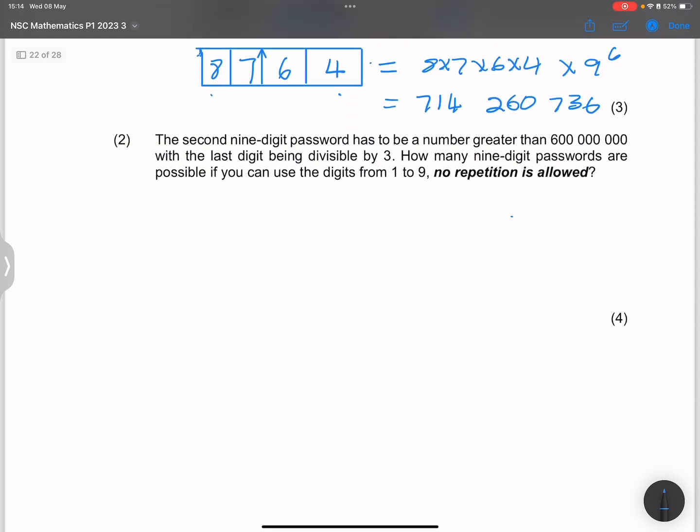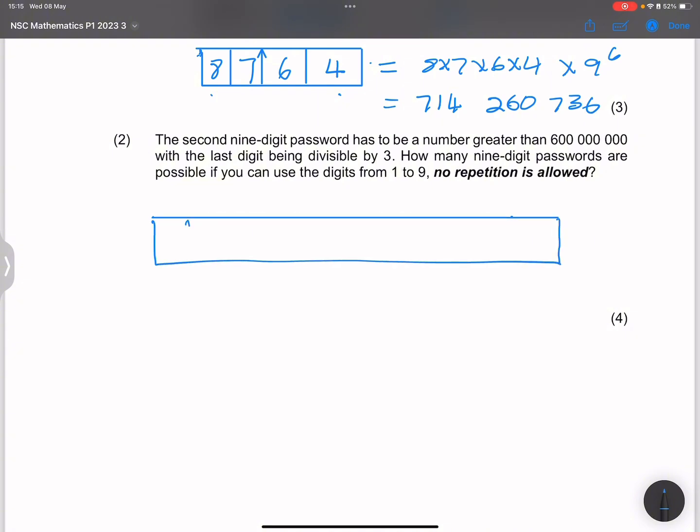They say to us the second non-digit password has to be a number that is greater than 600,000, right? With the last digit being divisible by 3, right? How many 9-digit passwords are possible if you can use the digits from 1 to 9 and no repetition is allowed? Now, ladies and gents, let's do that again, right? So in this case, that's 1, 2, 3, 4, 5, 6, 7, 8, and 9, right?